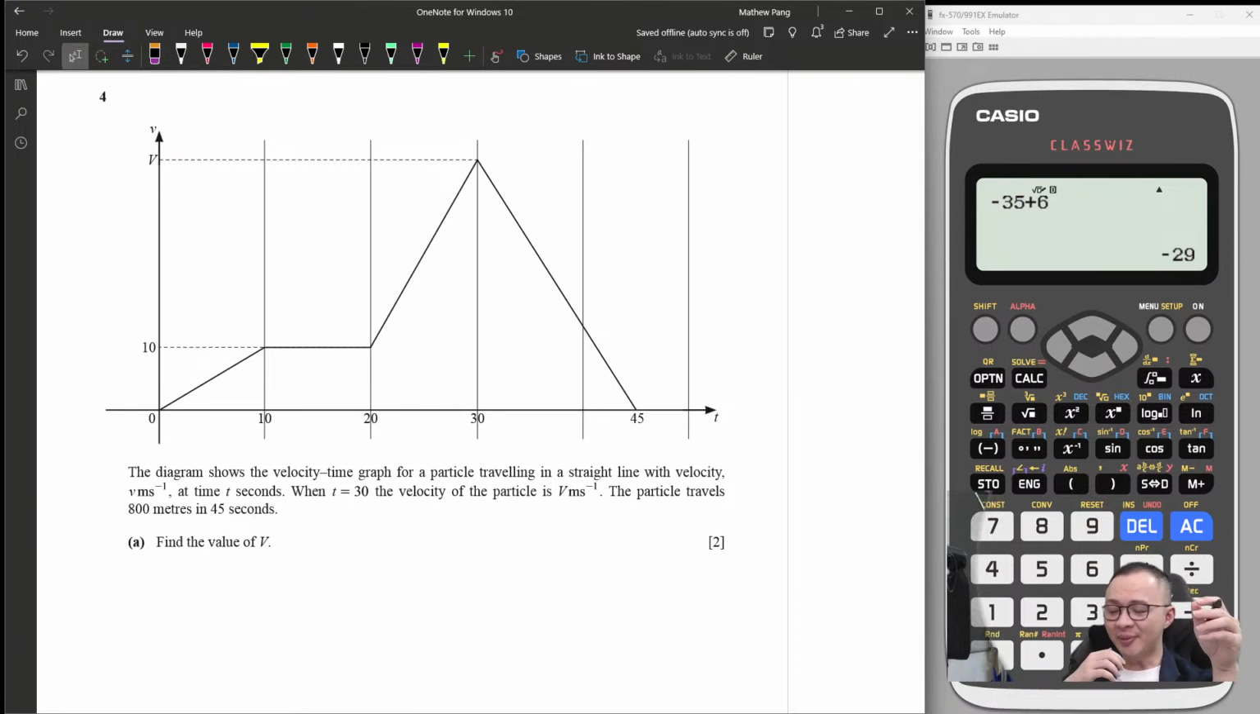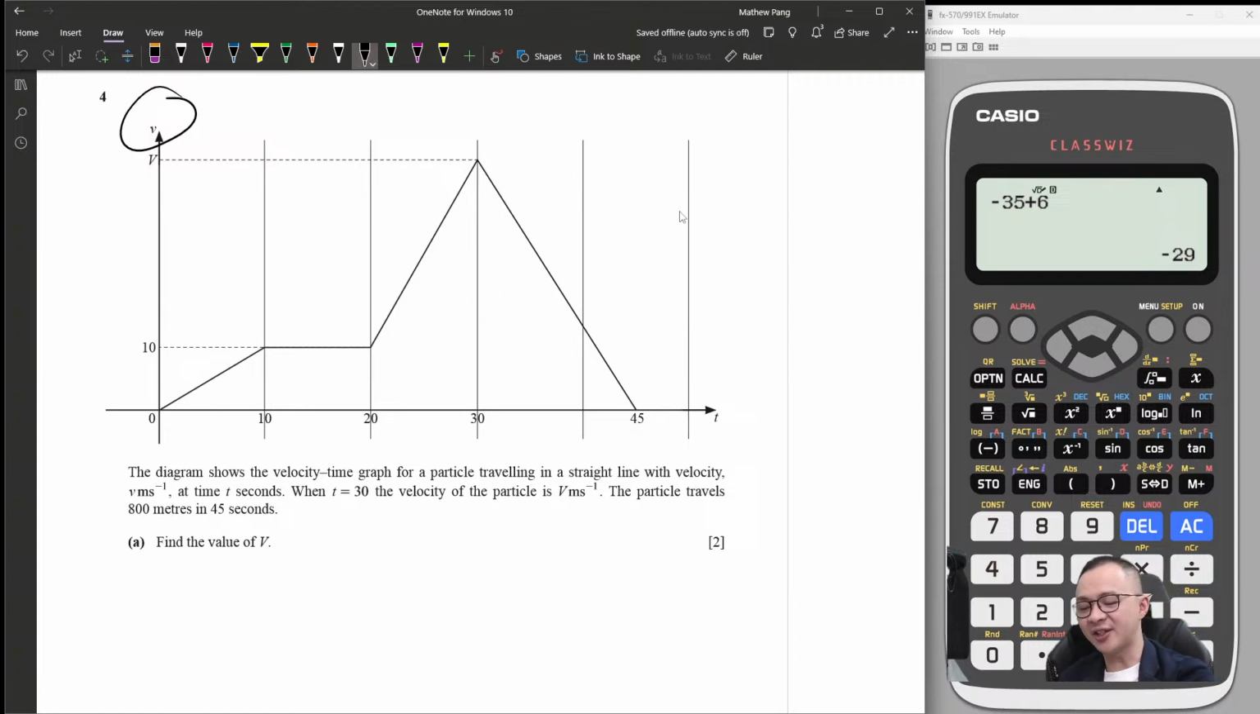So this diagram shows the velocity-time graph for a particle traveling in a straight line with velocity v at time t seconds. When t equals 30, the velocity of the particle is v. So you can see at 30 they have v. The particle travels 800 meters in 45 seconds.